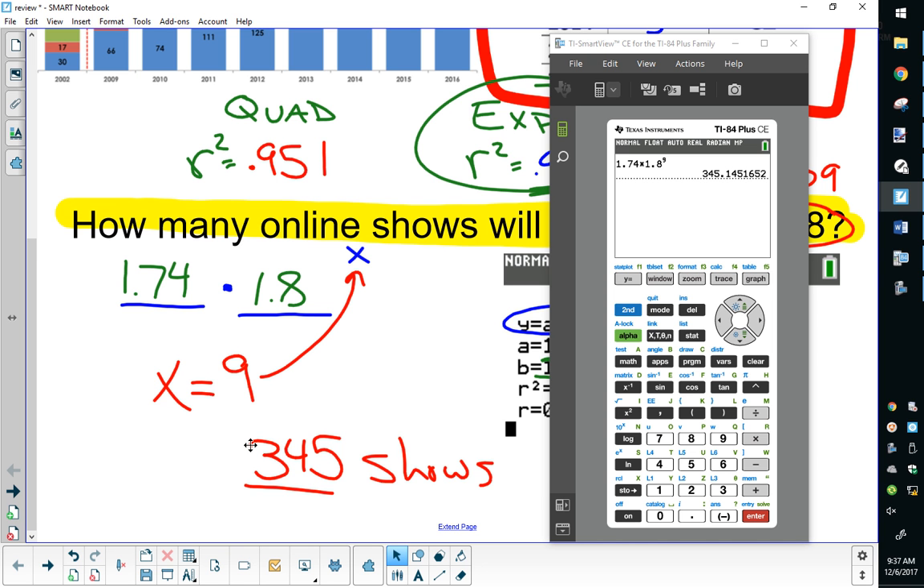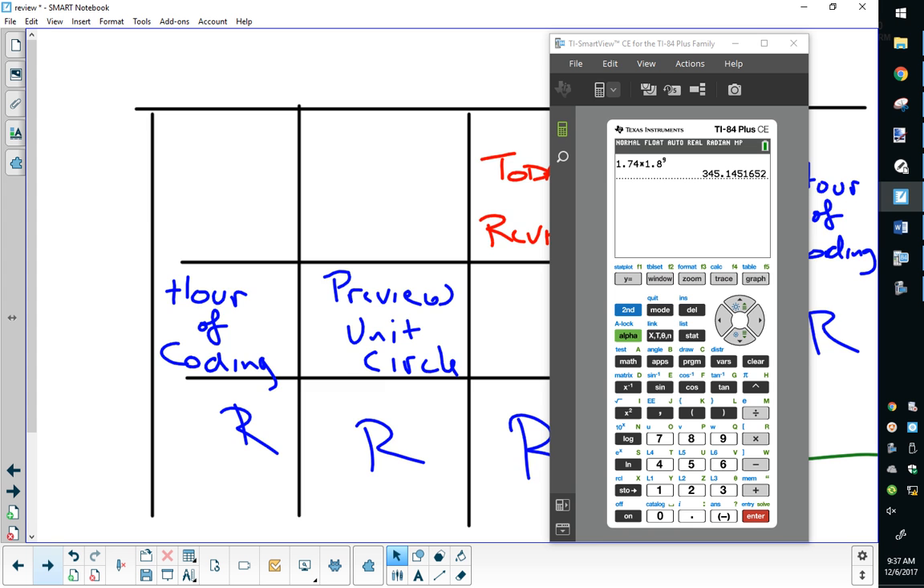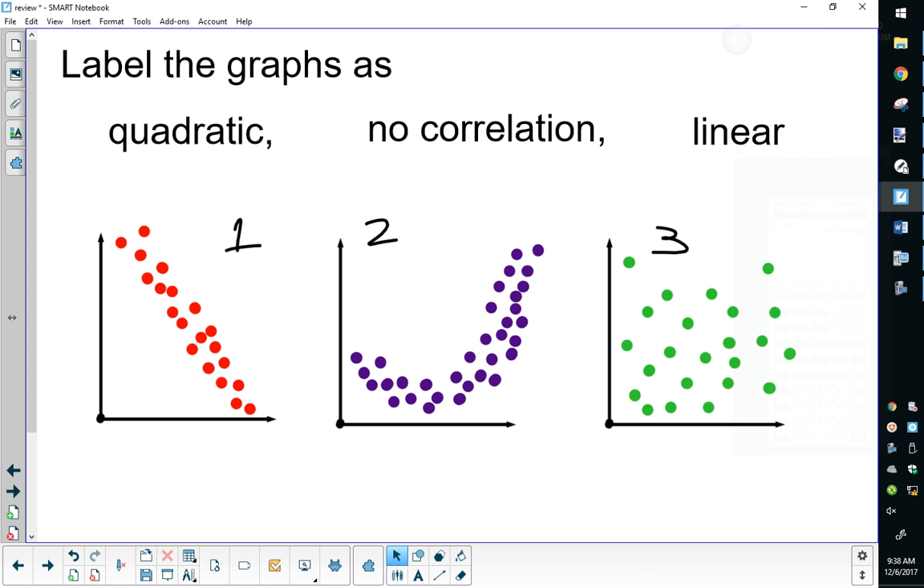Are we good on this? Everybody understand that? Okay, pull out your whiteboards for a second. Let's do a quick thing here. On the board, you've got 3 graphs. Write 1, 2, and 3 on your whiteboard. For number 1, you have one of 3 choices: is it quadratic, no correlation at all, or linear? One of them is quadratic, one is no correlation, and one is linear. Pick which representation is which.